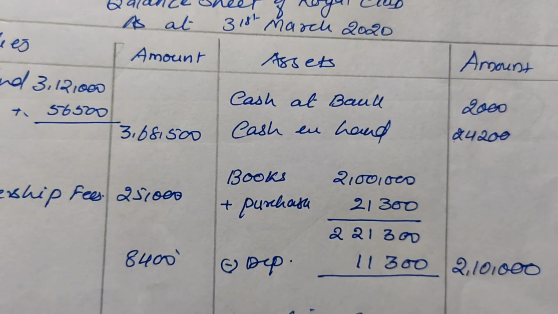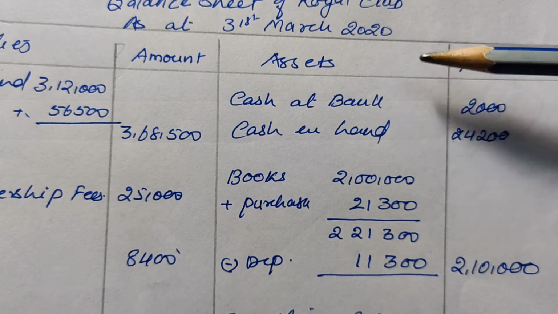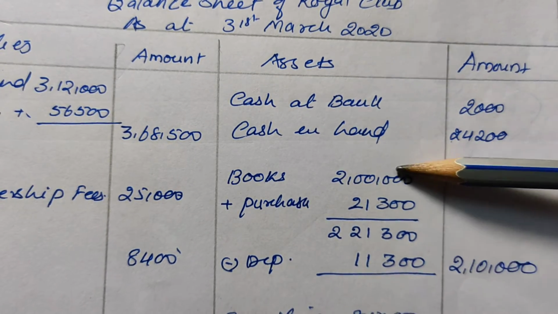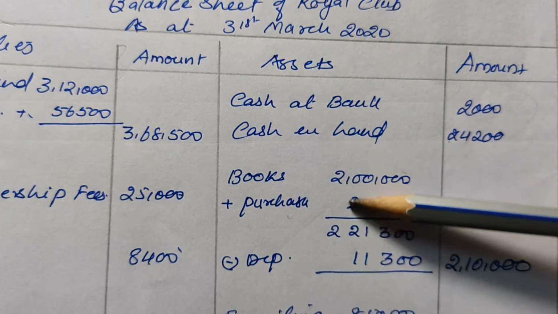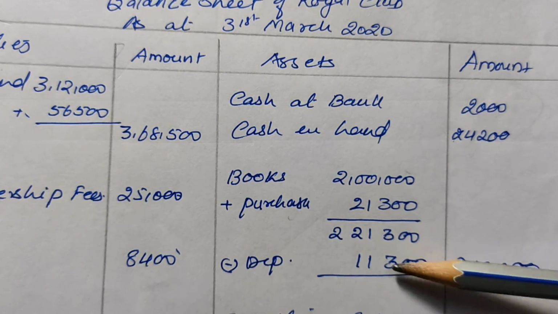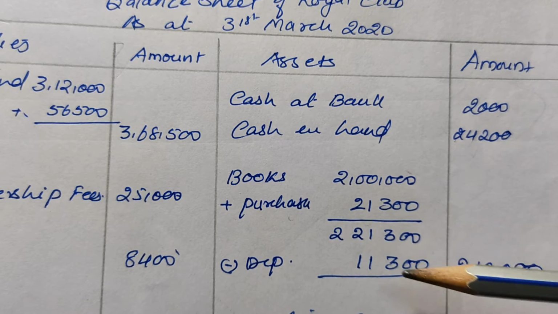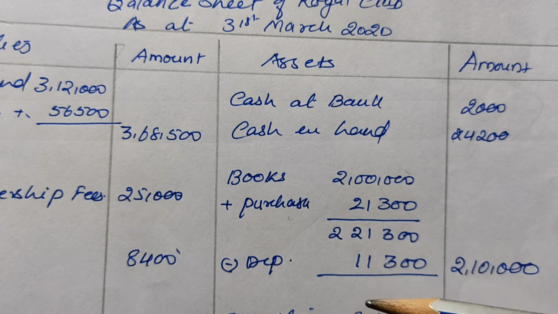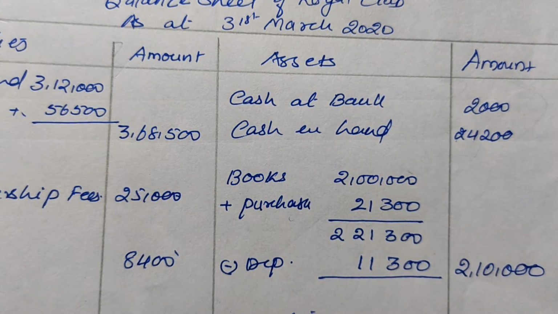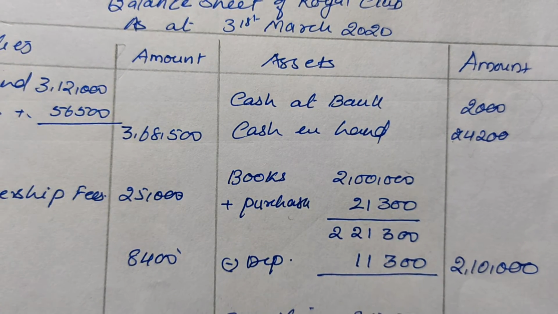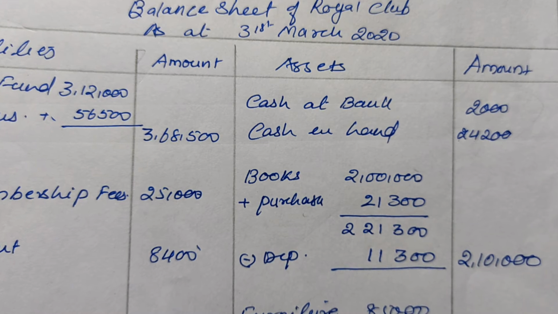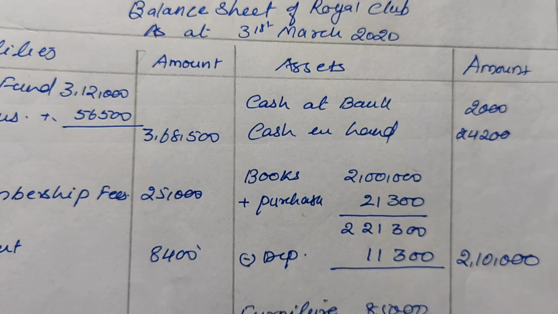So from the opening balance sheet you will bring the asset to the closing balance sheet, then you will add purchase. This figure you will get from the payment side, less depreciation. Depreciation was given in the adjustment, we have to deduct it. If in the adjustment there is any sale, that also will be deducted. In this question there is no sale, so we have to do this much adjustment: book asset plus purchase minus depreciation.